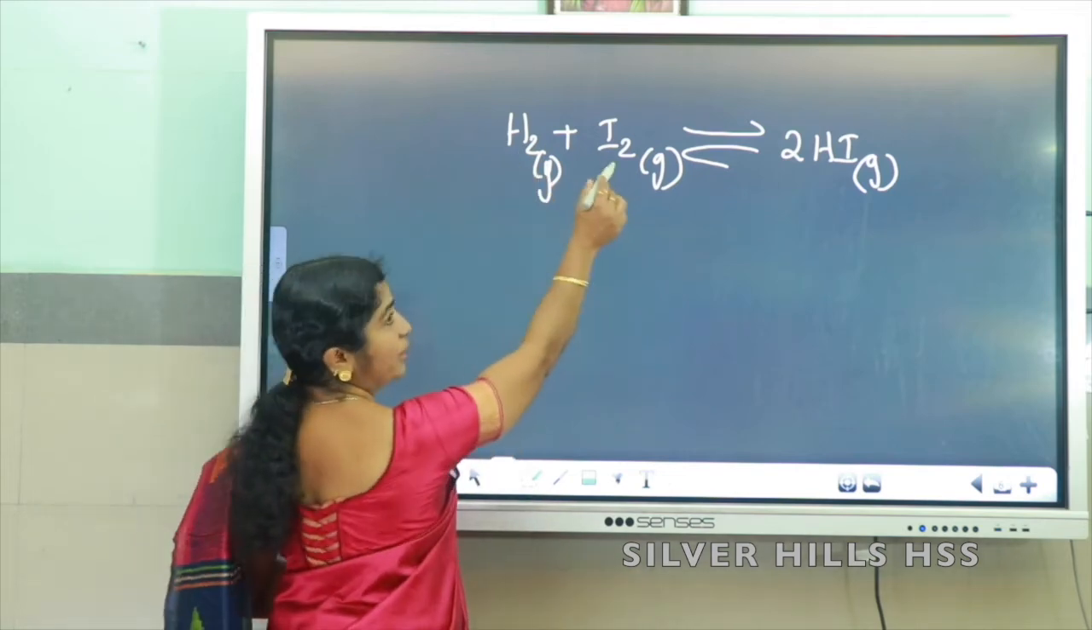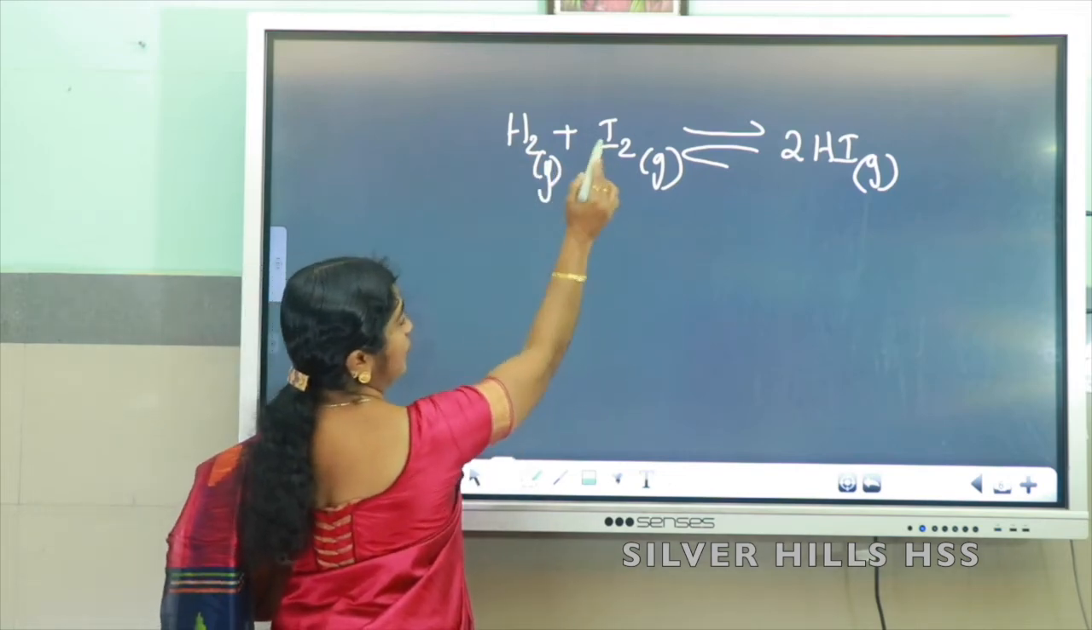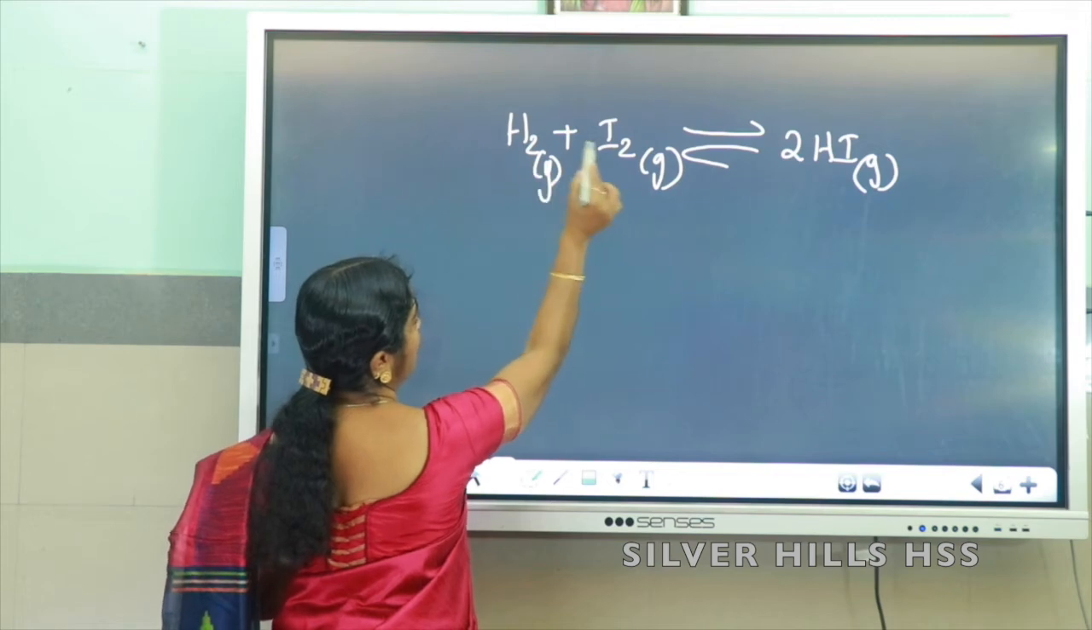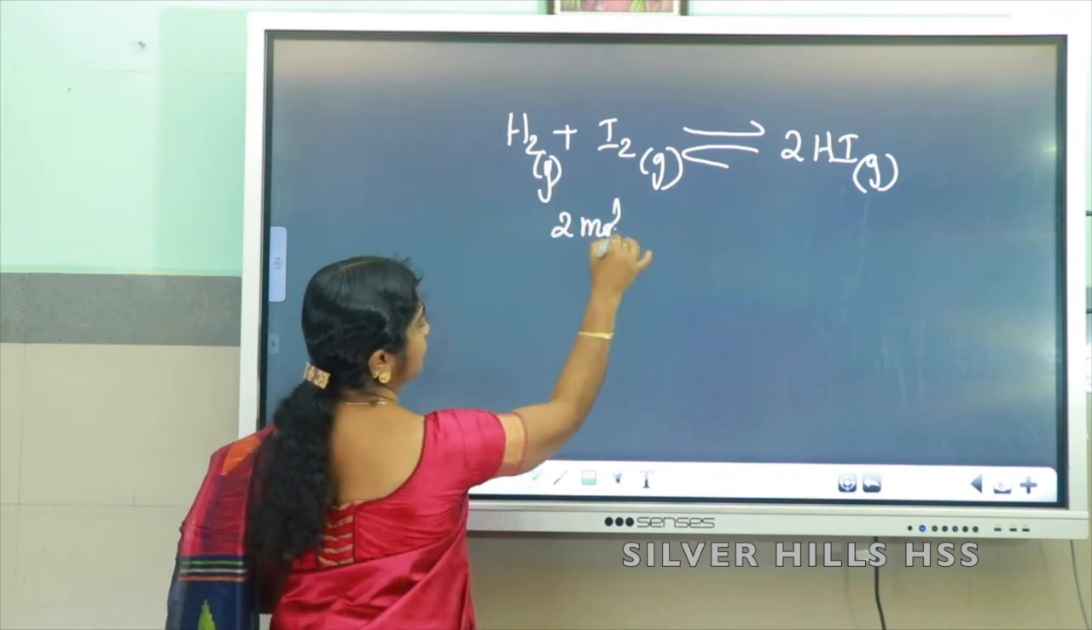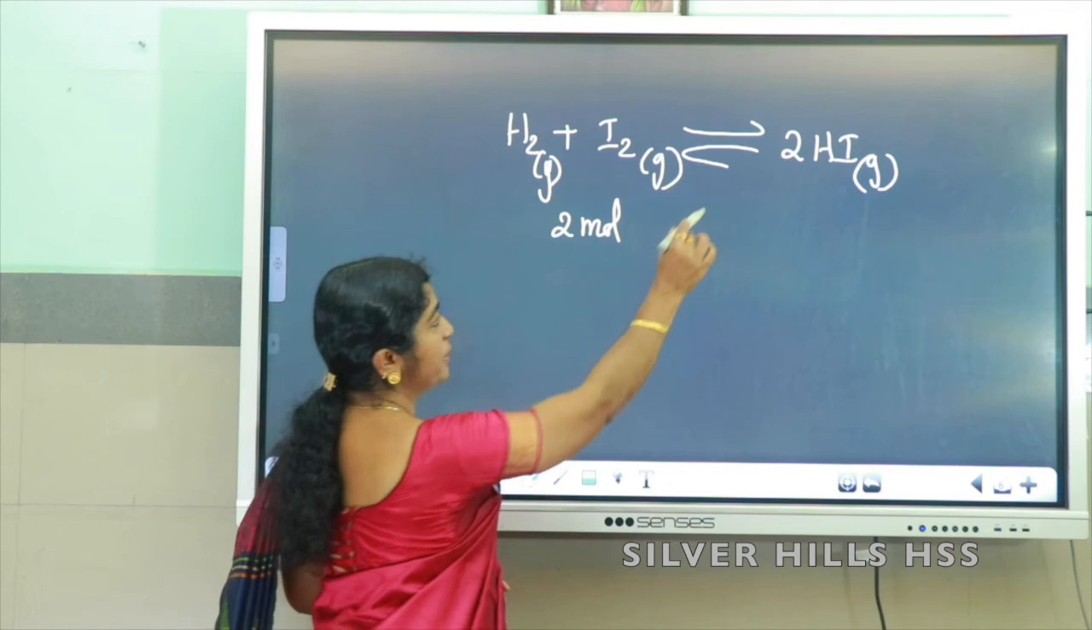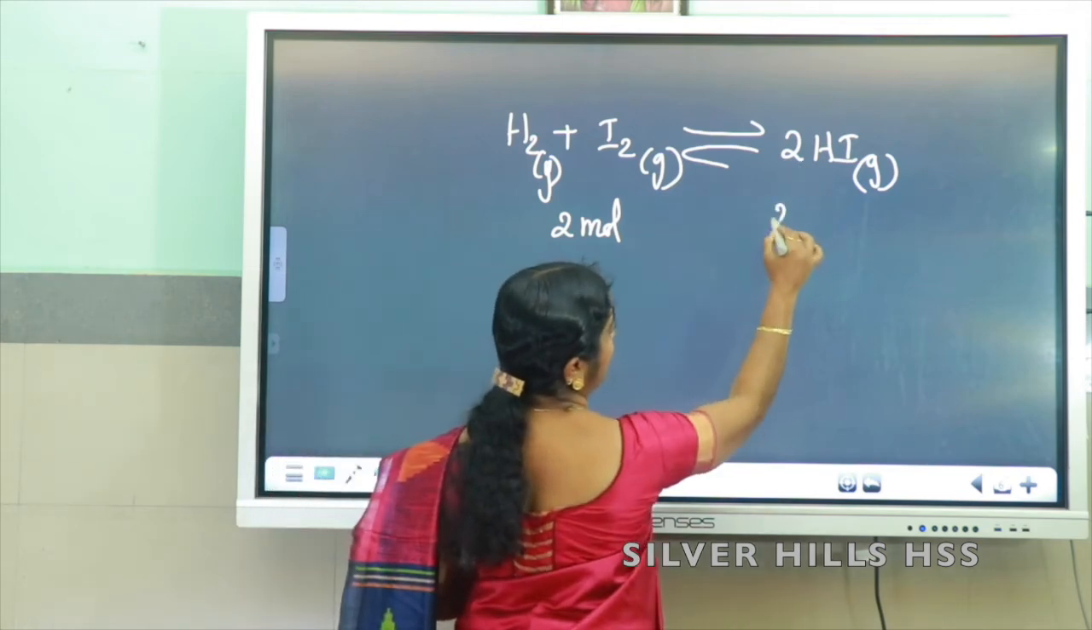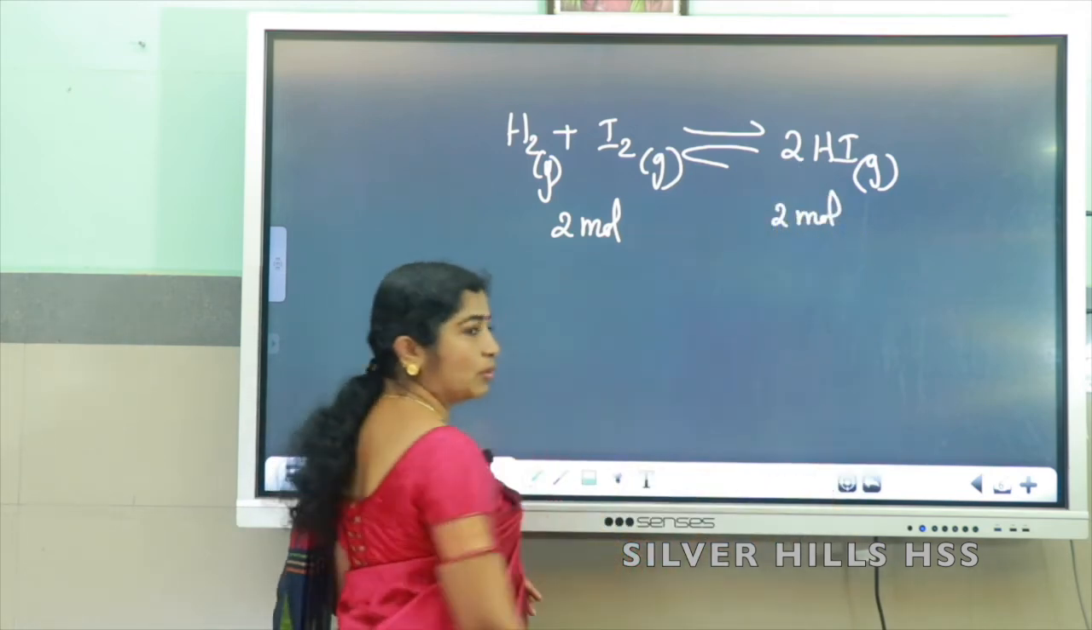On the reactant side, how many molecules are there? Hydrogen 1 and iodine also 1. So the total is 1 plus 1, 2 moles. On the product side, how many molecules are there? 2 hydrogen iodides are formed. So the product is also 2 moles.